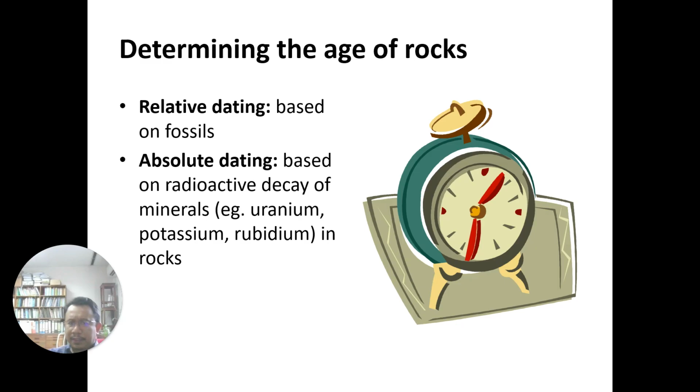How do we determine the age of rocks? The first method is called relative dating. This is determining the age of rocks based on fossils, right? But it is a relative kind of method. We know that a rock can be older or younger than our reference. That's the best that we can do. Right? But you also have absolute dating, where now you can put a number to it, right? 500 million years, and so on, right? So this is called absolute dating, and it's based on the principle of radioactive decay of elements, for example, uranium, potassium, rubidium inside the rocks.